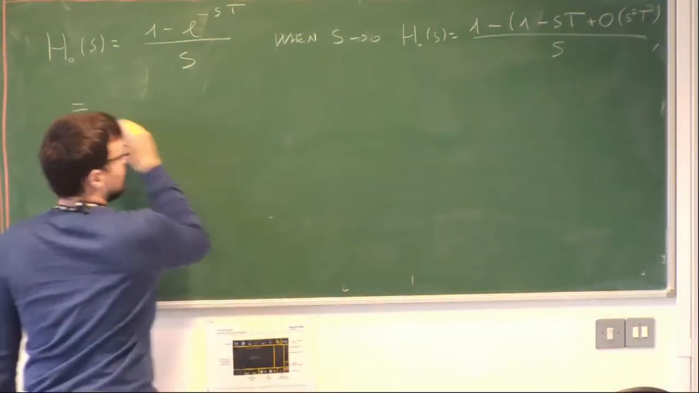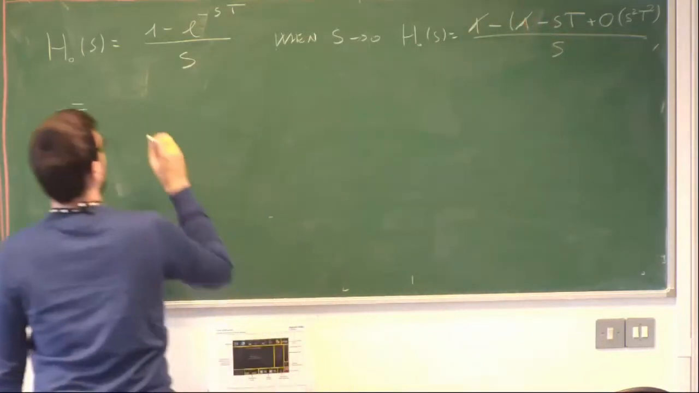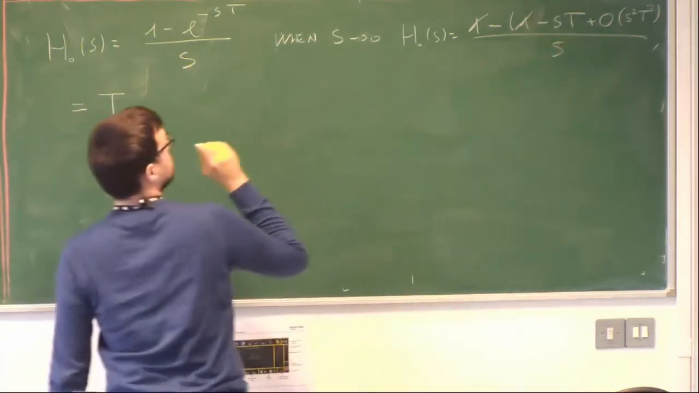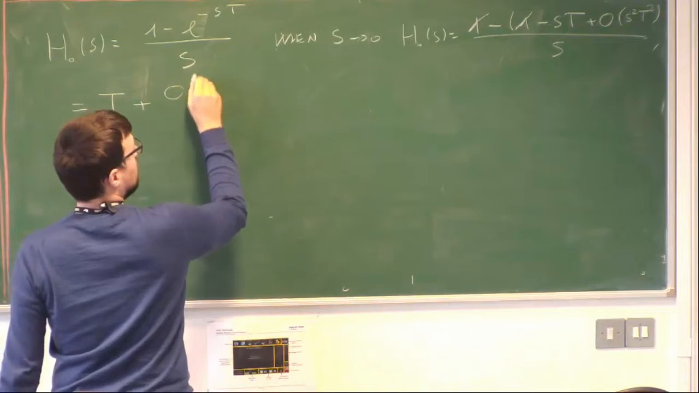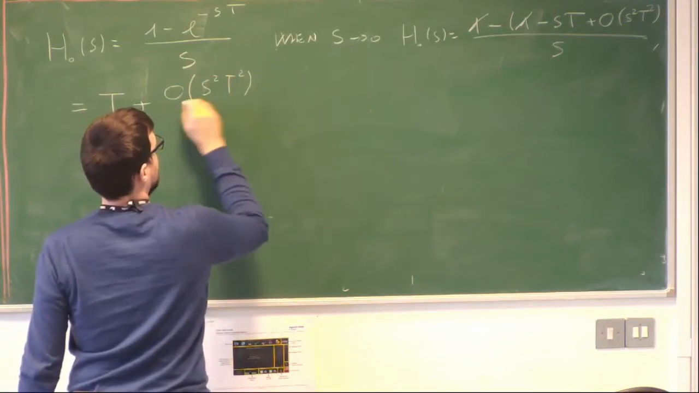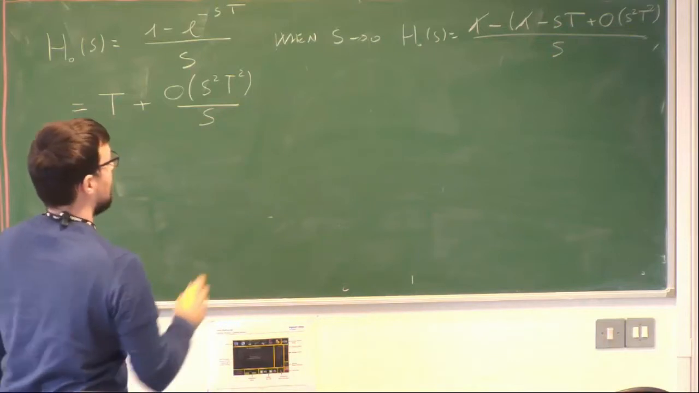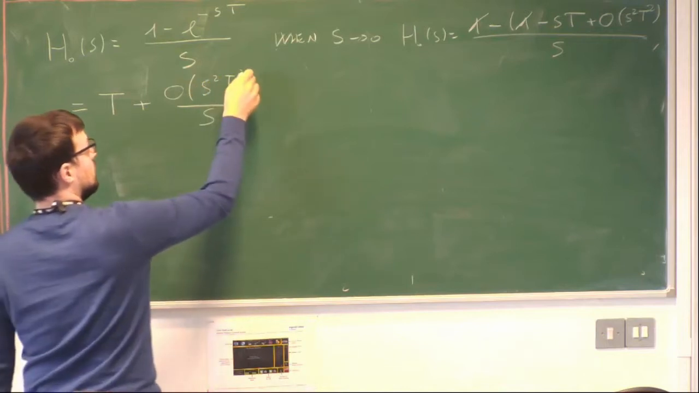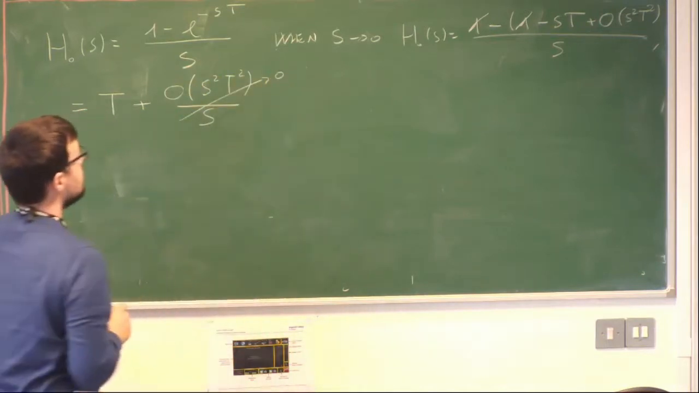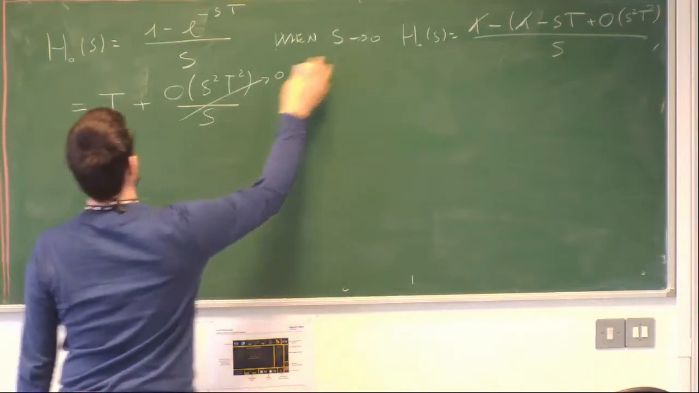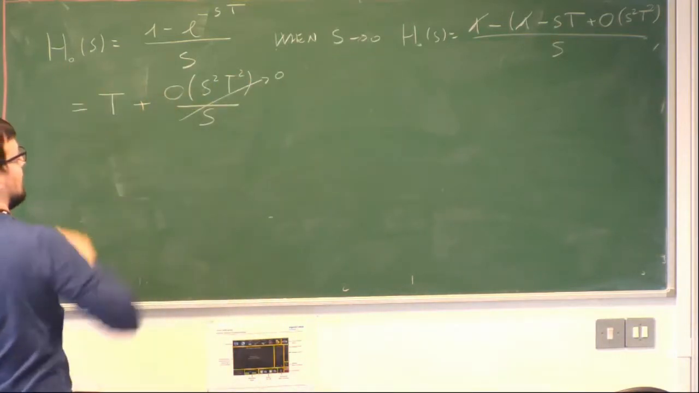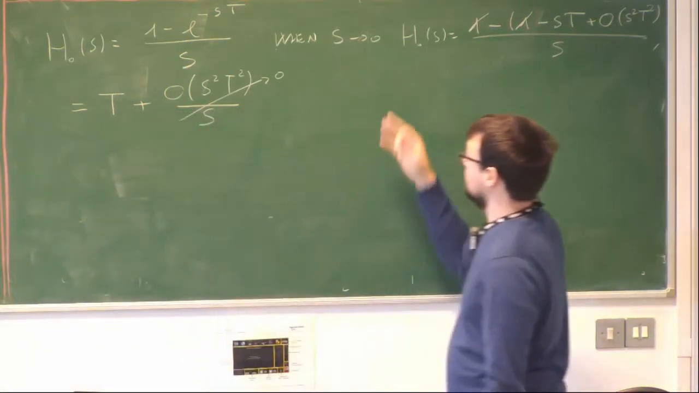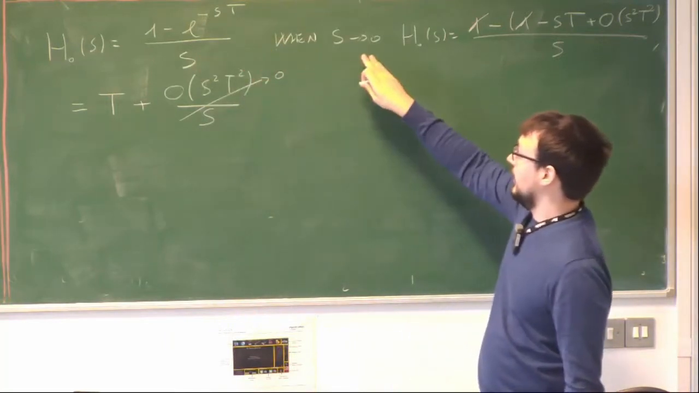So this term and this term simplify, so it's equal to capital T plus big O of s square T square divided by s. Now we see that if s goes to 0, since this term has degree at least 2, this term is going to 0. And we see then that when s is very small, this H0 behaves as just a constant equal to capital T. Okay? So this shows that this device does not have a pole in 0.